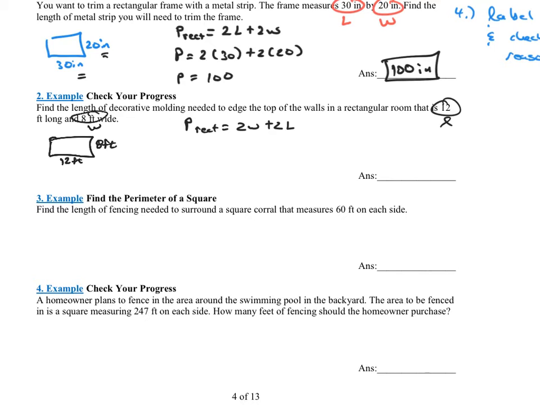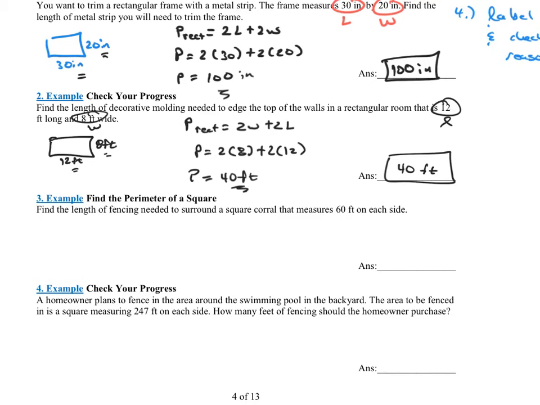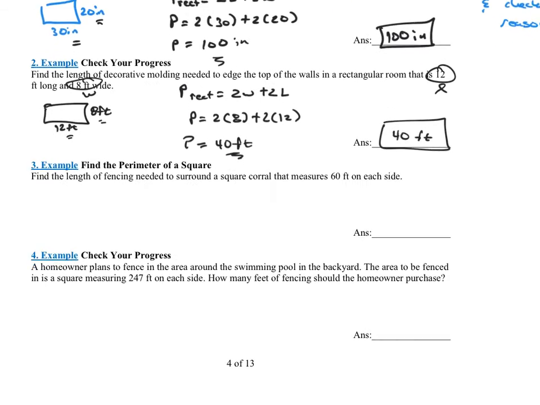So I've identified my variables, I've written the formula, now I can plug it in. So the perimeter would be equal to 2 times the width, which was 8, plus 2 times the length, which was 12. Go ahead and plug that into your calculator. Let's see what you get. I'm getting 40, sorry. The perimeter is equal to 40, but then again, I need to look at my units. My units here were feet, so the answer would be 40 feet. Okay, always make sure you label your answers. Let's go on to example 3.